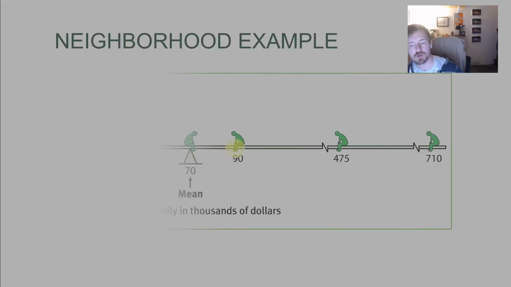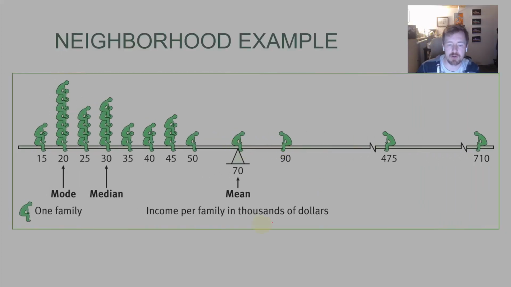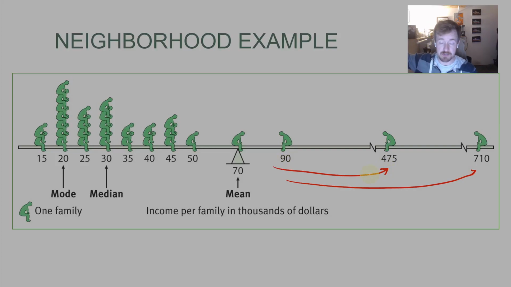All right, so here is an example. If we're looking at a neighborhood, for example. This is just showing this using visuals. Here we're looking at the mean for this neighborhood, which might be close to 70,000, but that's because we have these two folks over here on the far end that are moving that mean further down the line.